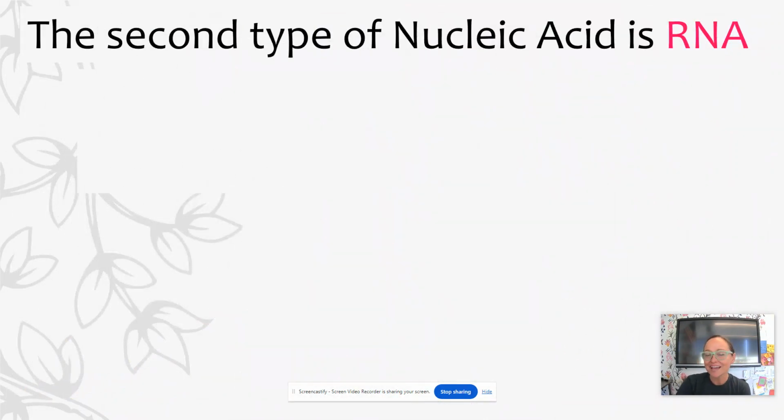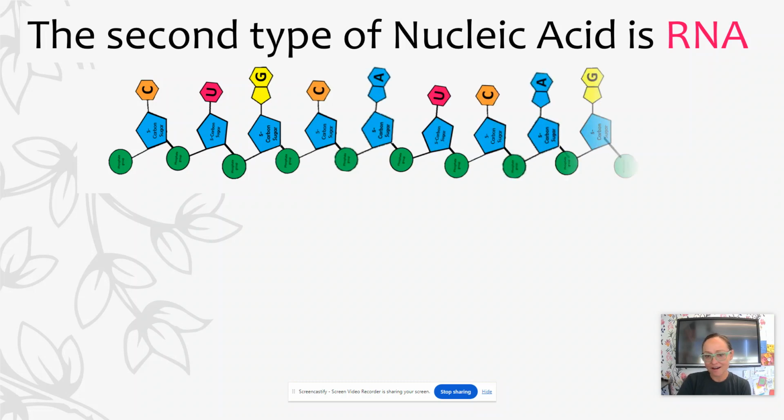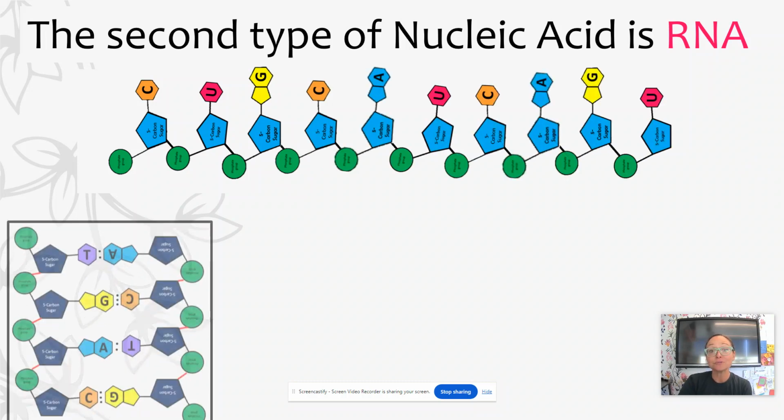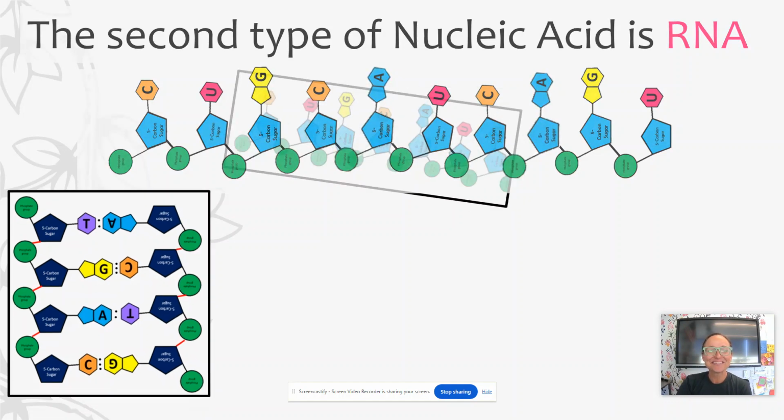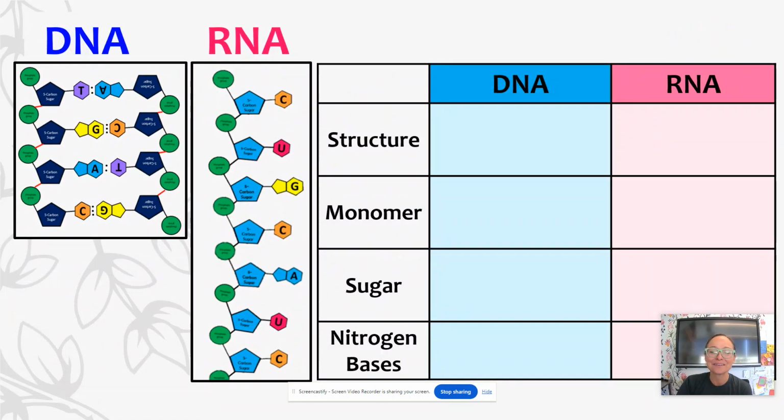So our second type of nucleic acid is actually RNA. And while we look at RNA here and compare it to DNA, I want you to think, you can hit pause in the video if you need to, about as many similarities or differences that you can see in these two pictures. Okay, so now let's go ahead and compare and contrast both DNA and RNA.